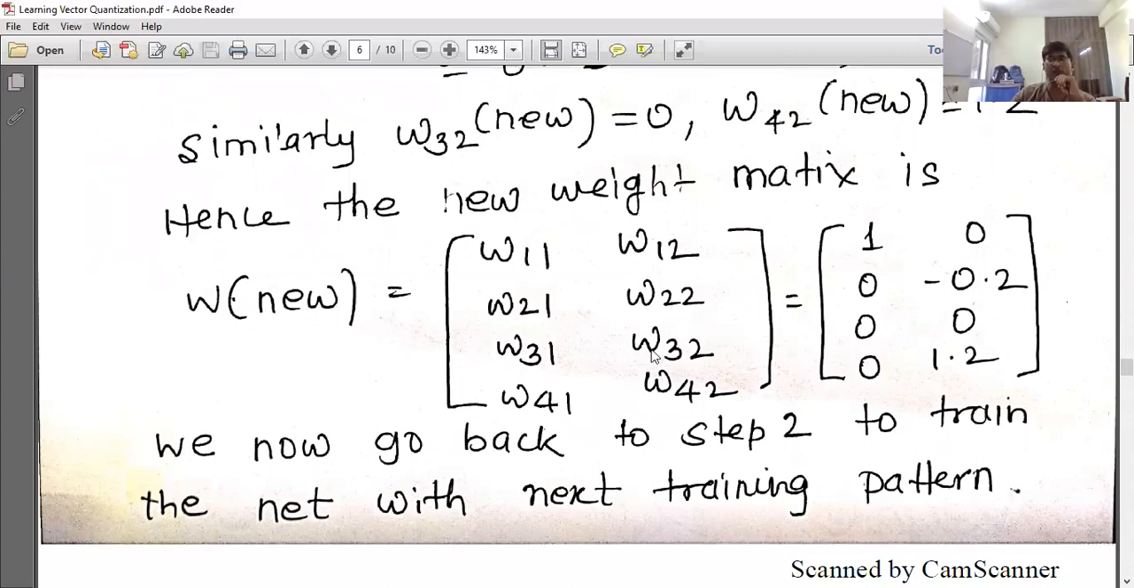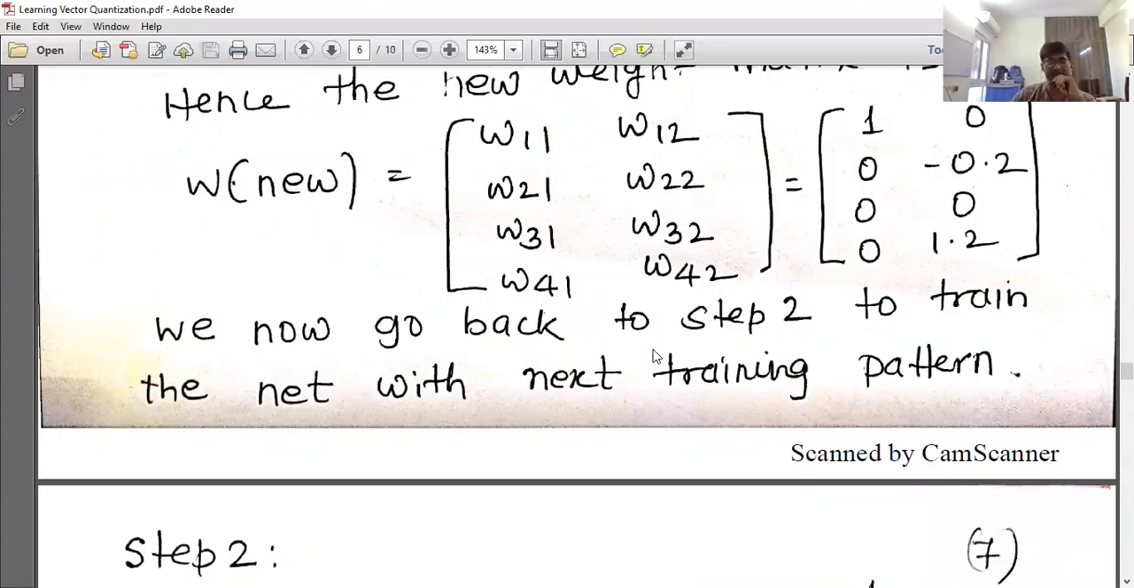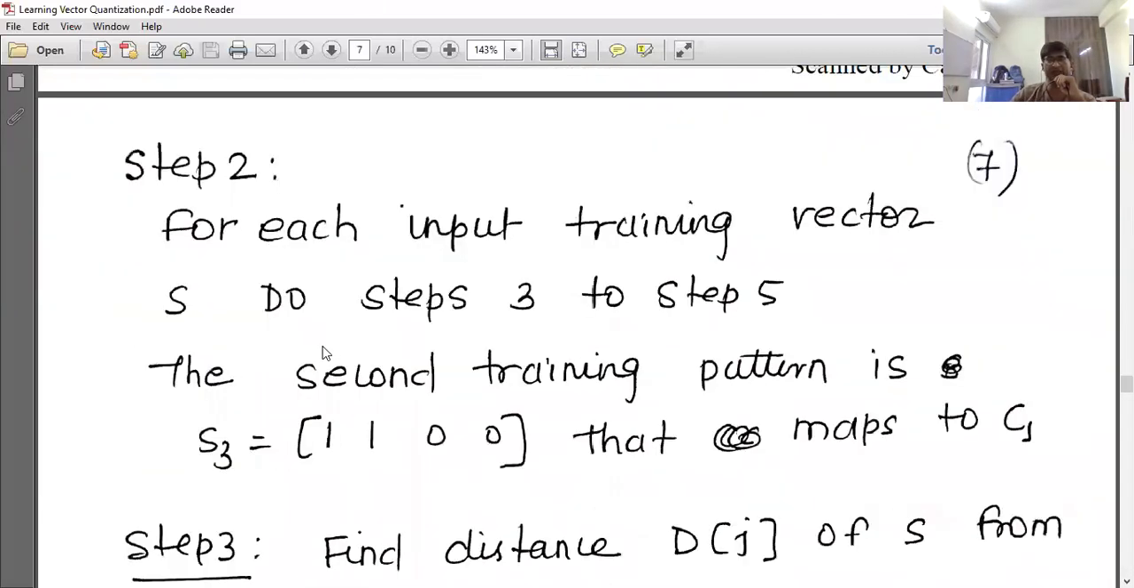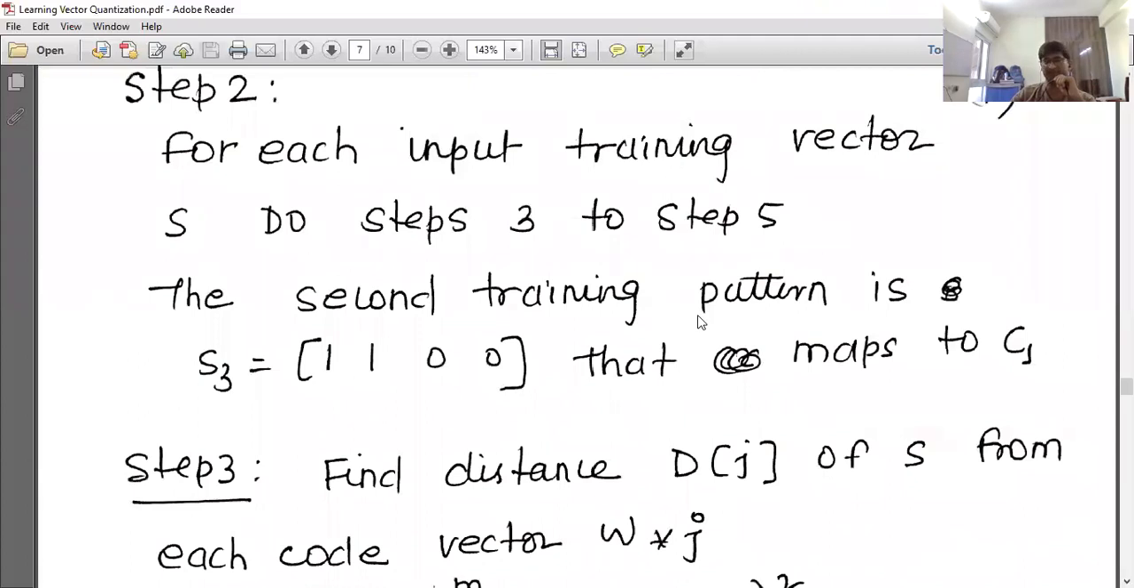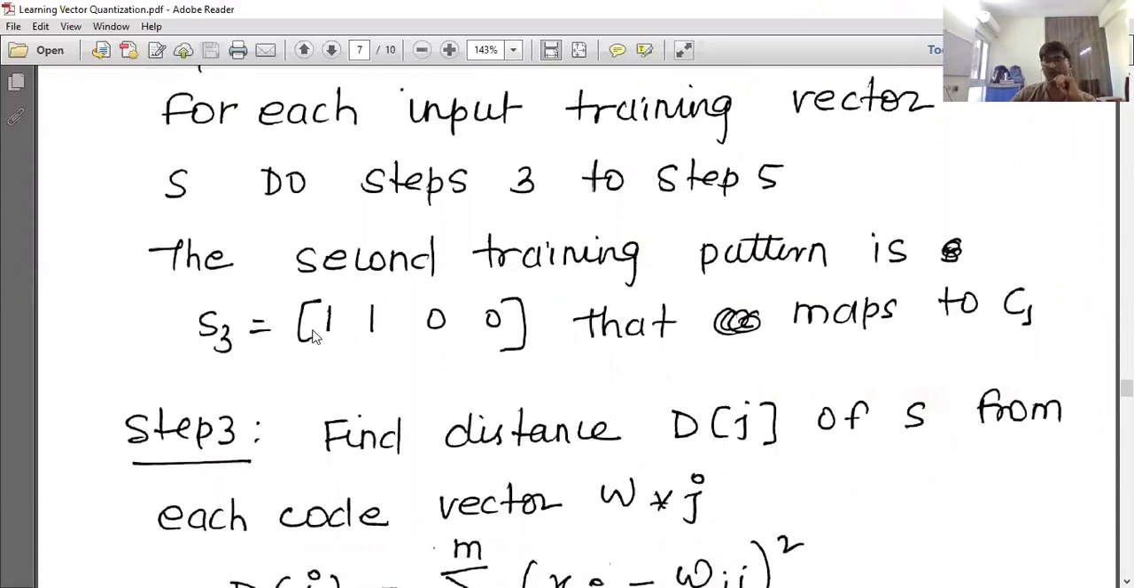So again, we have to move to the next input pattern. So now we would be taking what? The next input pattern, that is S3. Remember, the training vectors were what? S2, S3, and S5, right? So now we have taken S3. S3 is 1100. Now S3 is mapped onto C1 as already given, right?